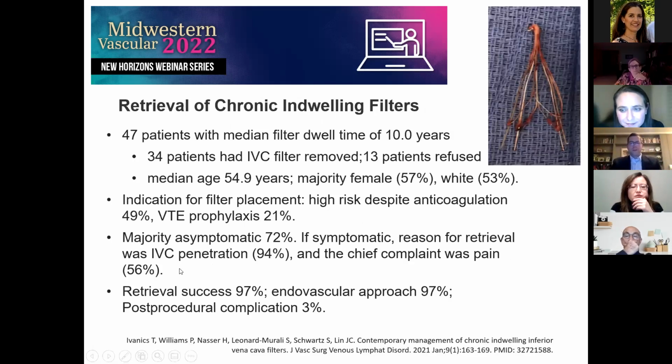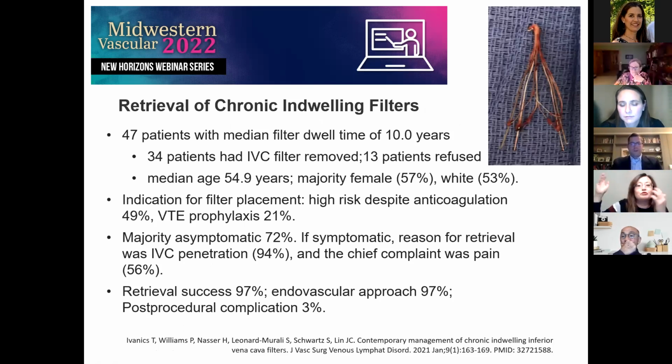This one is my own data. We have 47 patients. The dwell time is usually 9 or 10 years because they kind of get lost to follow up. And the other is I got a lot of referrals from lawyers that refer the patient to me to take it out because they wanted the evidence. So sometimes they'll refer and say, hey, go find Dr. So-and-so, Dr. Lynn, to take it out.